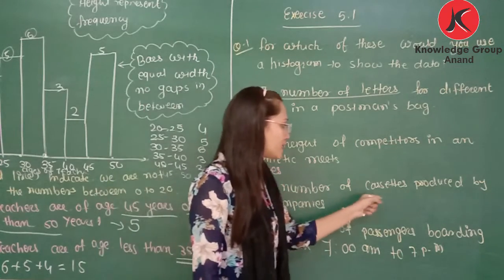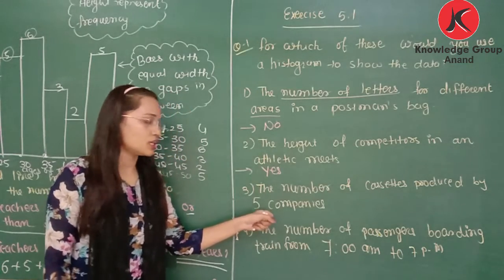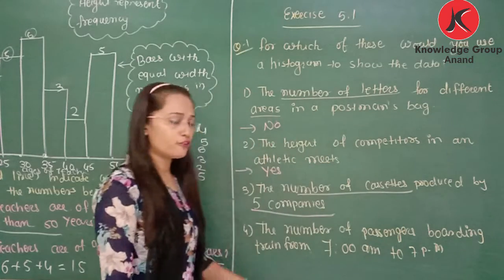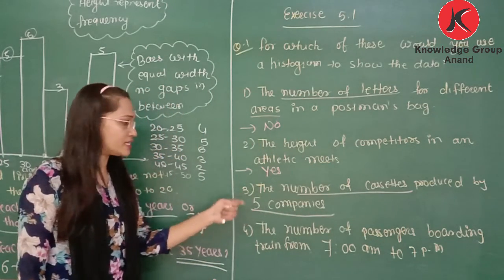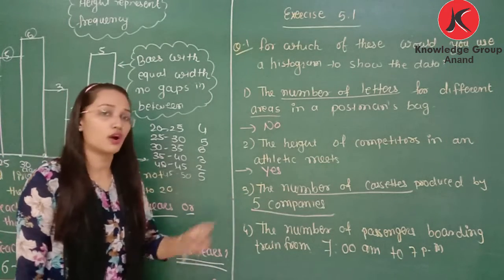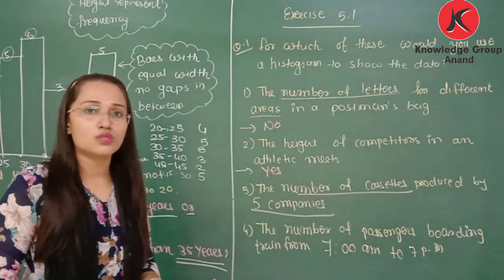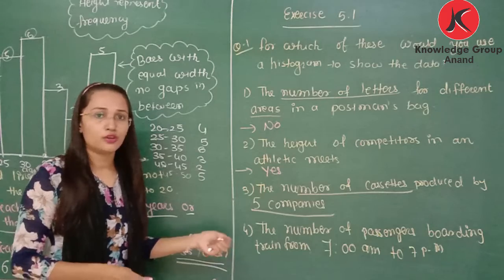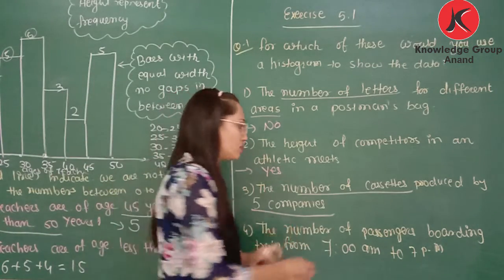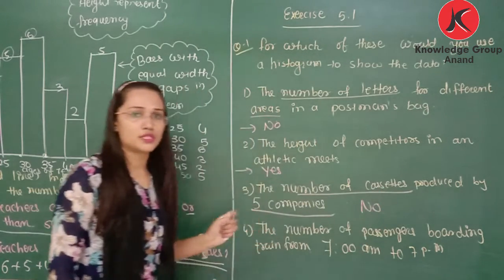The number of cassettes produced by the companies. So here, 5 companies. Means here the information is about the names of 5 companies and the number of cassettes. If we consider 5 companies, let's say A, B, C, D, and company A produces 50 cassettes, company B produces 40 cassettes, company C produces 30, company D produces 40. Is there any group? No, there is no group here. So we cannot represent this as a histogram. We will represent it as a bar graph. So we will not represent it in a histogram.